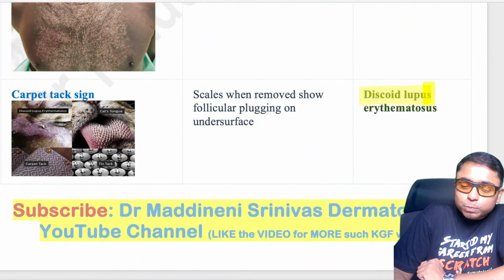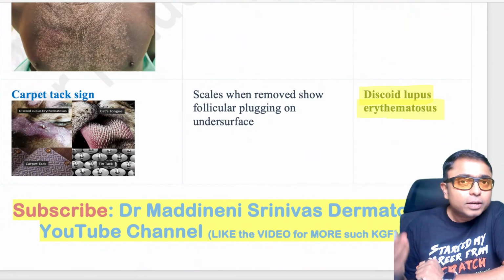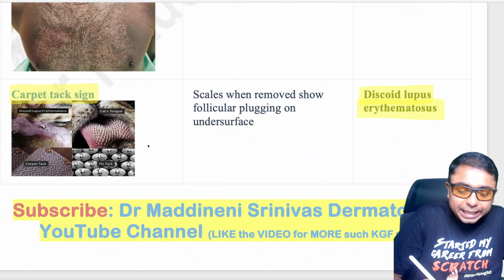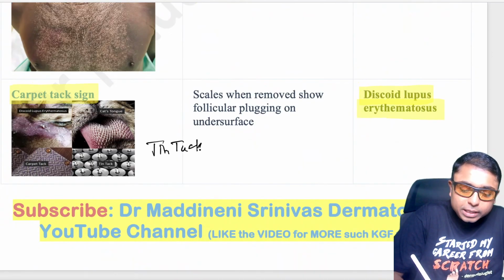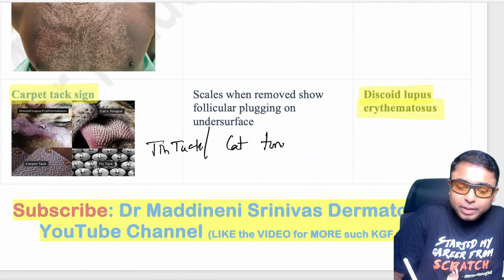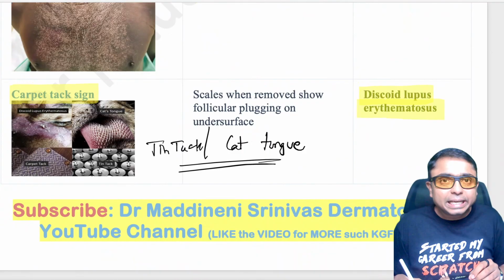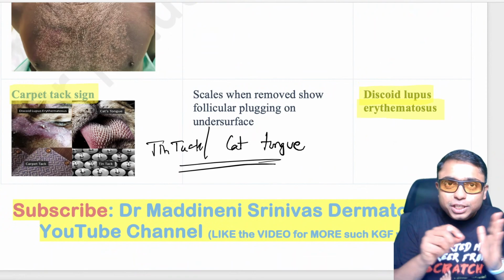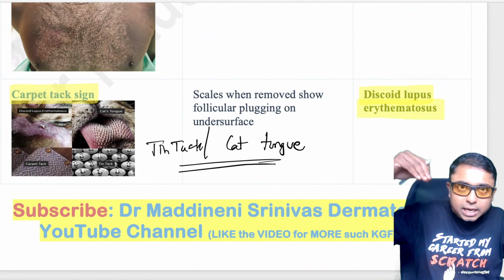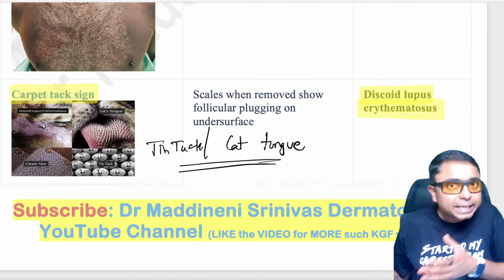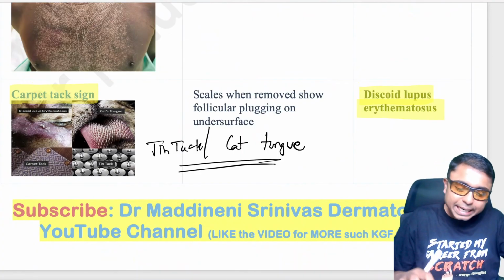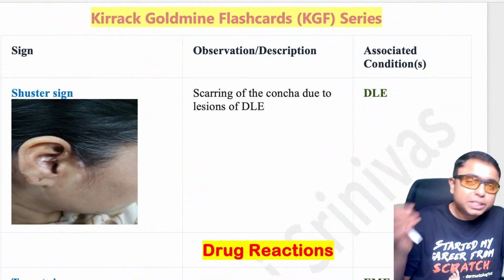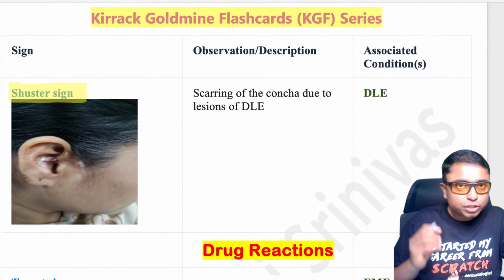Next, in discoid lupus erythematosus, which is also called DLE or chronic cutaneous lupus erythematosus, we can see the carpet tack sign, which is also called the tin tack sign, or the cat tongue sign. Basically in DLE, the lesions have adherent scales. So if you remove the scales, we can see projections of the scales underneath because they go deep inside the hair follicles, leading to scarring alopecia. So this appearance is called tin tack sign or carpet tack or cat tongue sign. The DLE lesions, if they are present over the concha, we call it Schuster sign.